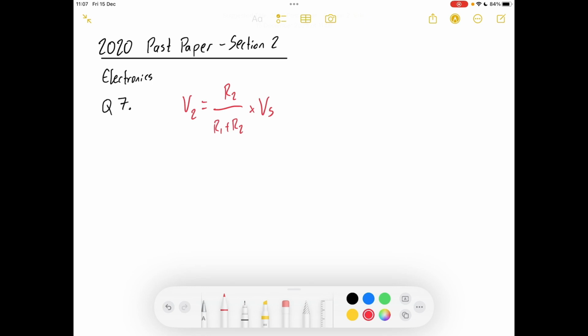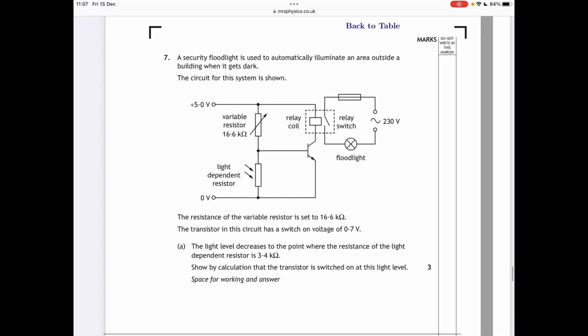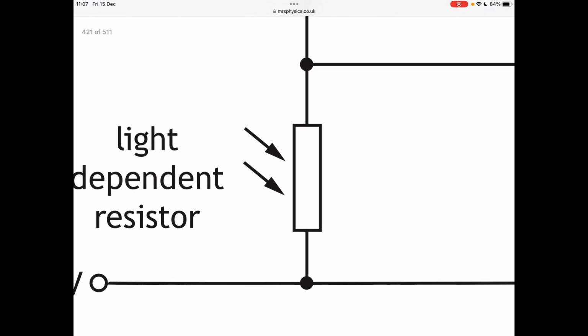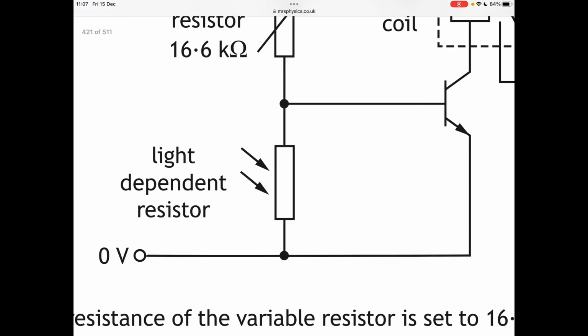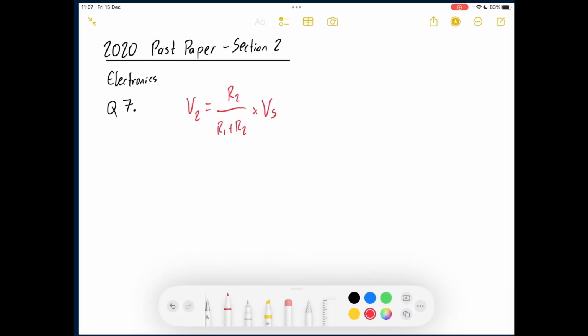Now, if we're using the voltage divider equation, we want to find out a certain voltage. And the voltage we're finding out, V2, in this case, will be the voltage across the light-dependent resistor, because this bottom voltage is telling us whether or not our transistor is switched on or off. If the voltage across the light-dependent resistor is greater than the switch-on voltage, which we already talked about, 0.7, then the transistor will turn on. So we want to calculate the voltage across the LDR. So we hop back there.